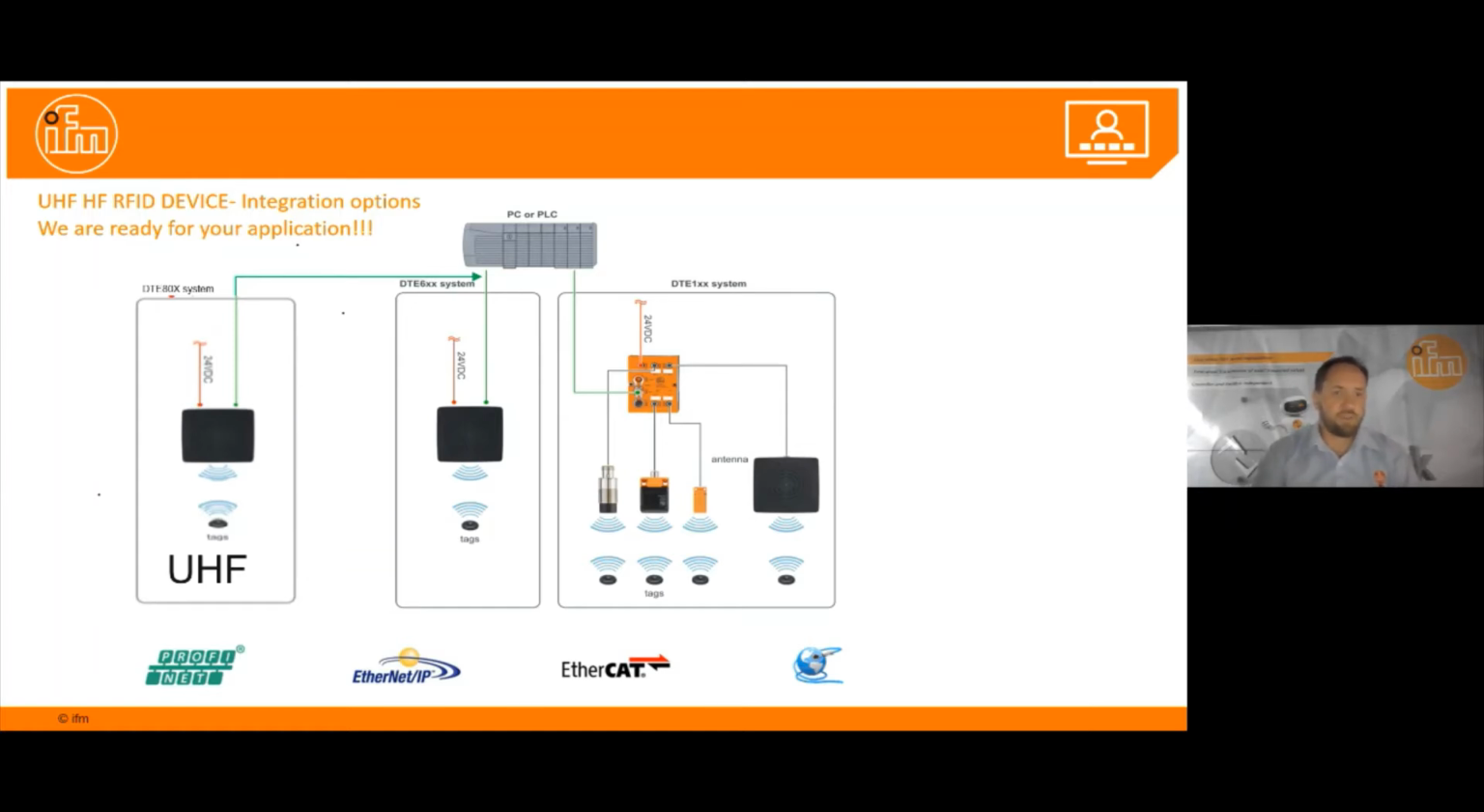So we're ready for your application. We've got a whole pile of products, but when to choose what? On the left-hand side, you've got the UHF, which speaks for itself, and the right-hand side is all the HF stuff. The UHF is generally where you have long reading distances. For short range reading distances, like I said, up to 250 mils, you can choose from a number of the other part numbers.